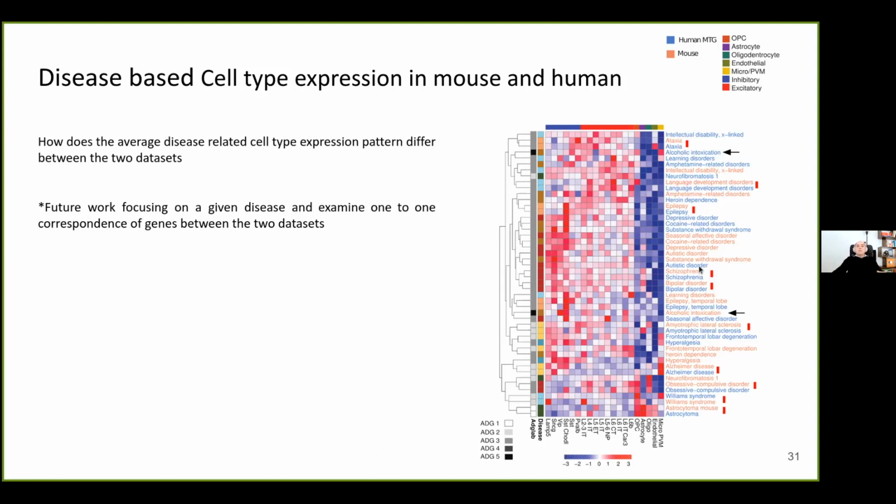And some diseases have a degree of separation that is not as far from the other one. For example, autistic disorder only is more similar to substance withdrawal syndrome within mouse than the autistic disorder in human. But then depression and alcoholic intoxication show further apart patterns in human and mouse.